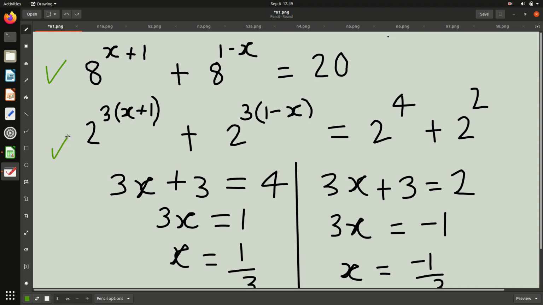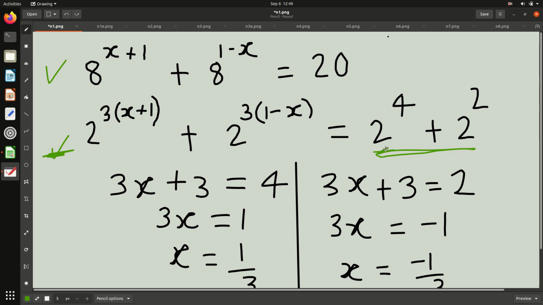You can see here we have written 8 to the power x plus 1 as 2 to the power 3. 8 is nothing but 2 to the power 3, and we know that powers are multiplied, so it will be 2 to the power 3 into x plus 1. Similarly 2 to the power 3 into 1 minus x. Now in the left hand side we have 2 to the power something, so in the right hand side also try to create it in a similar fashion.